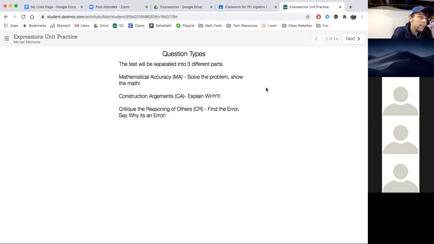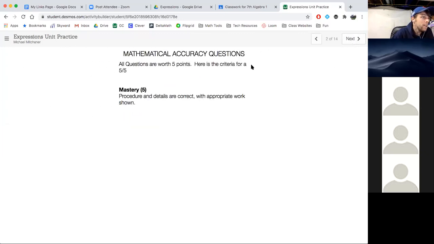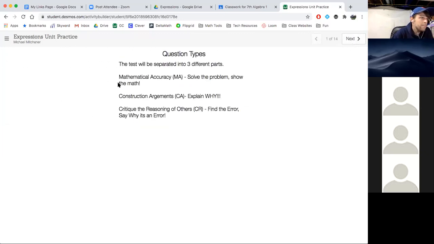Okay, so this is a practice for our test that we're going to be having next week. There are going to be 3 different types of questions: mathematical accuracy, where you need to solve the problem and show the work, show your math work. That second part, showing your work, is going to be important.